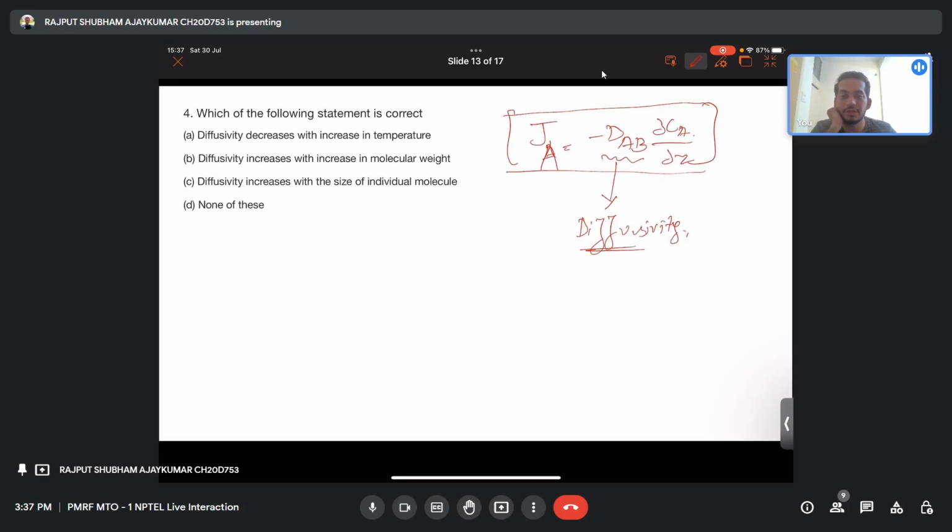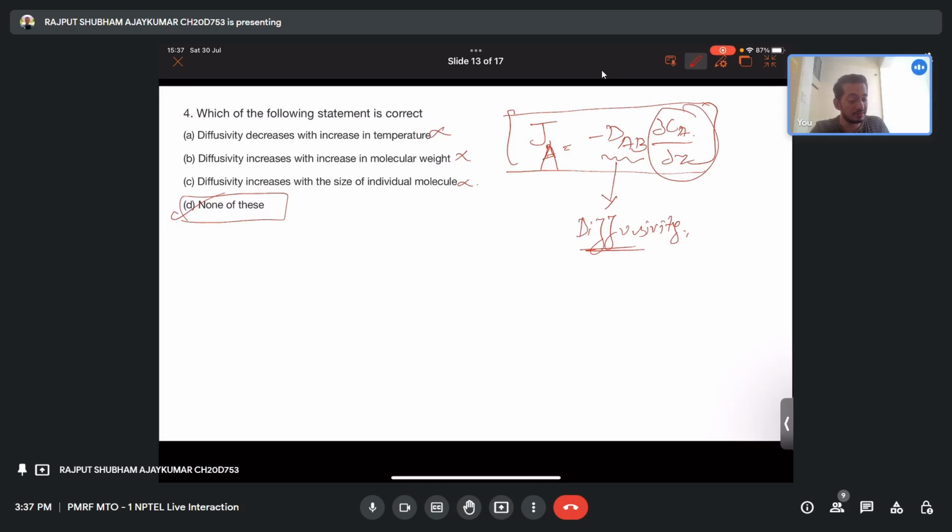None of the above, okay. Because Fick's first law relates the diffusivity and the concentration gradient with the molar flux of A. We can't say anything about temperature, as it has not been involved in this. There is no molecular weight of the individual molecule. You can relate diffusivity only with the flux as well as the concentration gradient. So the answer will be none of the above.